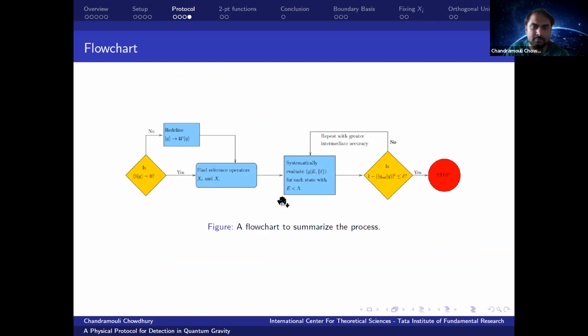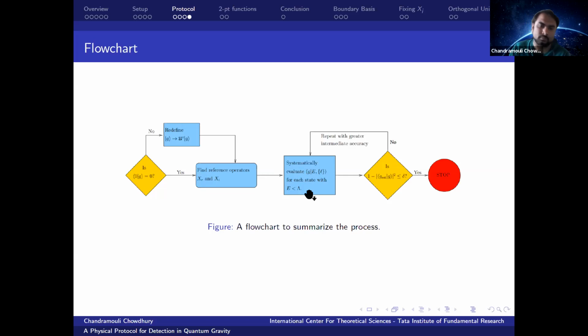Okay. So yeah, this is kind of a nice flowchart which summarizes everything. So the first step is that you check if G's overlap with the vacuum is 0. If it is not 0, you multiply with some unitary. In the talk I was using V acting on G, but in the paper we have written it with UZ acting on G. You act with some V on G such that the modified state's overlap with the vacuum is 0. And then you have to find the reference operators XR and XI. Okay. Once you find the reference operator, using everything that I've told you in the last two slides, you can find the overlap of G with all the basis states.